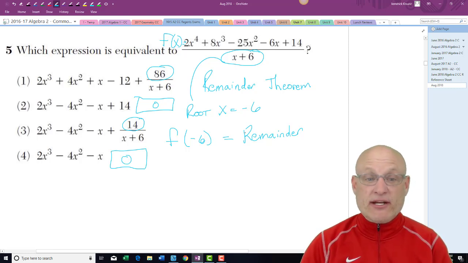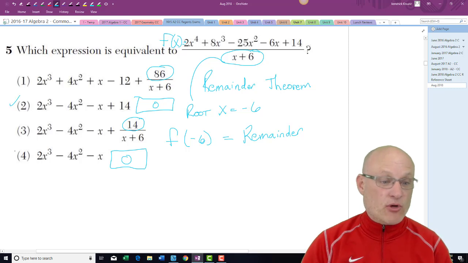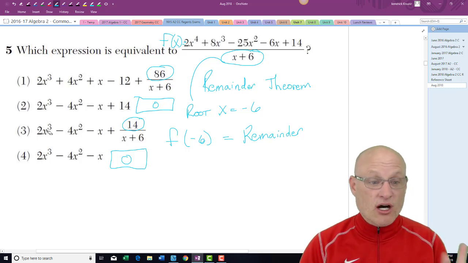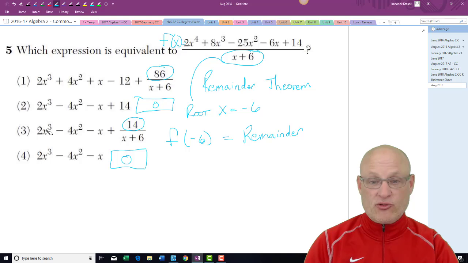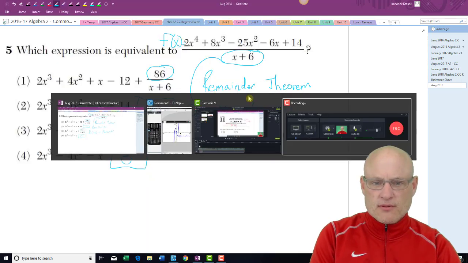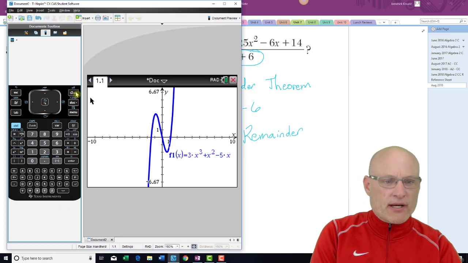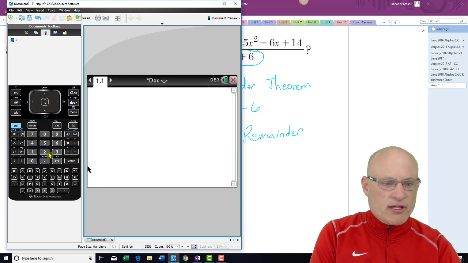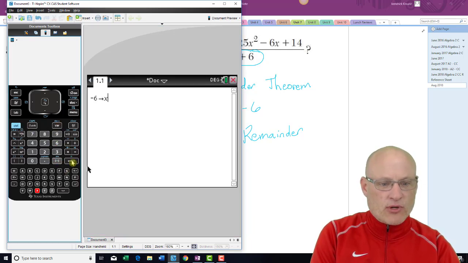So if I get a remainder of 0, then I'm down to either this one or this one. If I get a remainder of 86, the answer is number 1. And if I get a remainder of 14, the answer is choice 3. So I'm going to take -6, and I'm going to store it in my calculator. By the way, I always start these fresh. So I take -6 and store it into x, and I press enter.